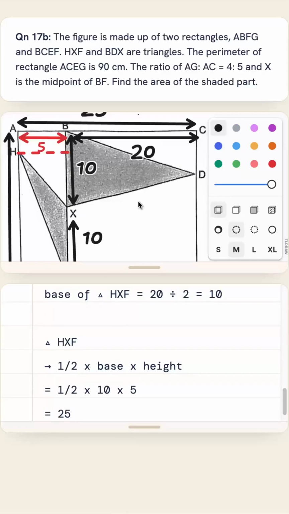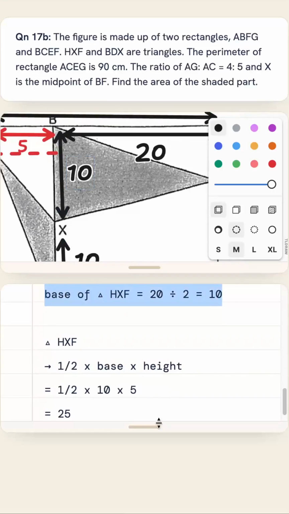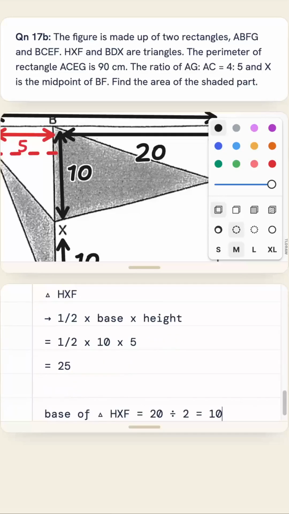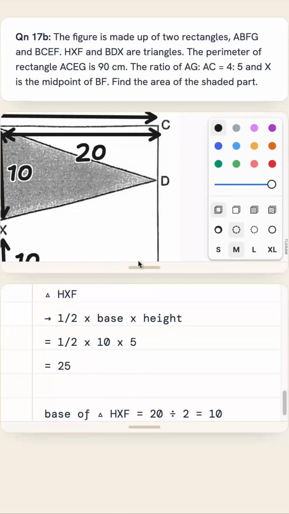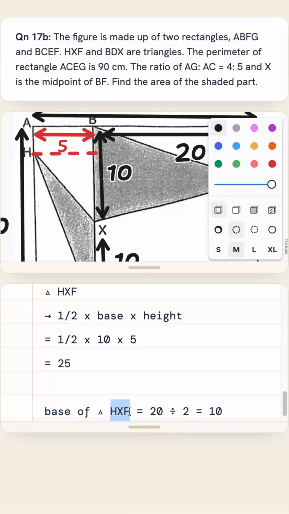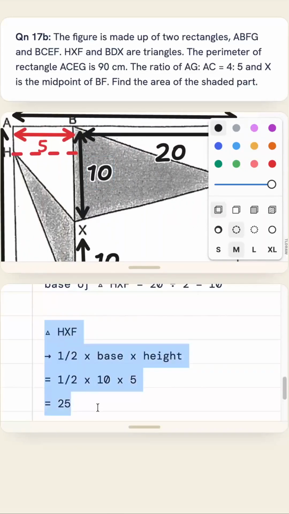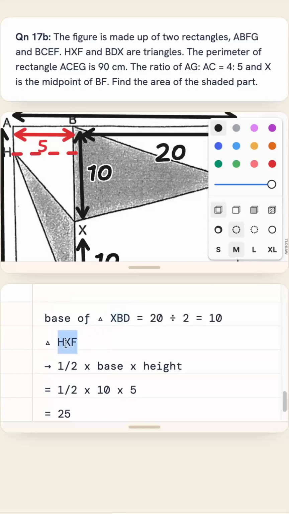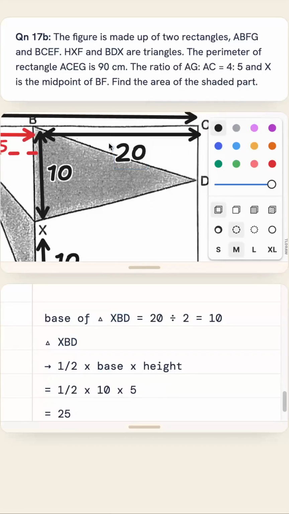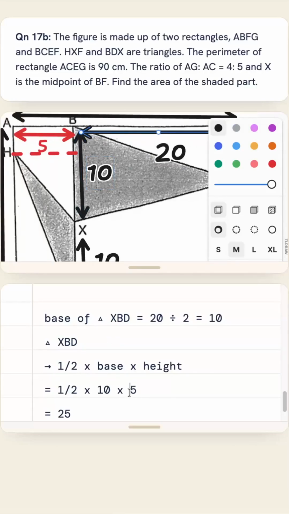Okay, now for the next one, the base of the next triangle, which is BX over here. Same thing as well. XBD. The base of XBD is also half, right? 20 divided by 2 is 10. So then we will just get the area for XBD. XBD is half times base times height. So we know the height is 20 since we calculated earlier, and then the base is 10. So this will be half times 20 times 10. This will give us 100.